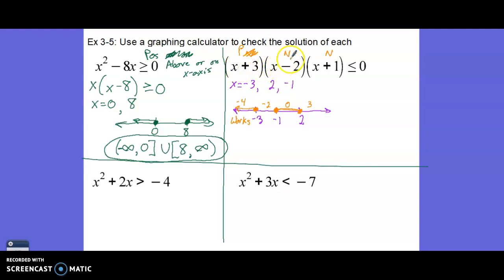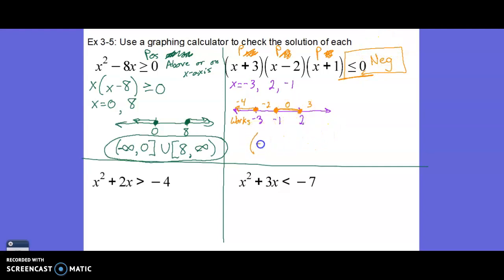Because you get a positive times a negative: 0 minus 2 is negative, and 0 plus 1 is a positive now. And a positive times a negative is negative. That's what we want. We want negative numbers. I guess I should have written that to begin with. And then 3 will not work because they're all positive. And a positive times a positive times a positive is positive.